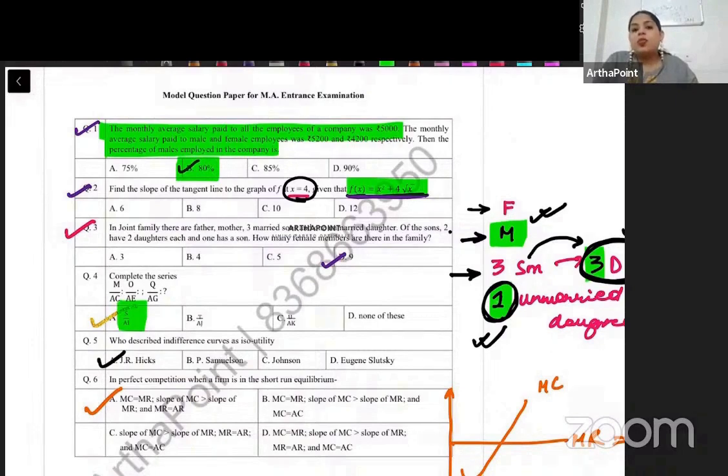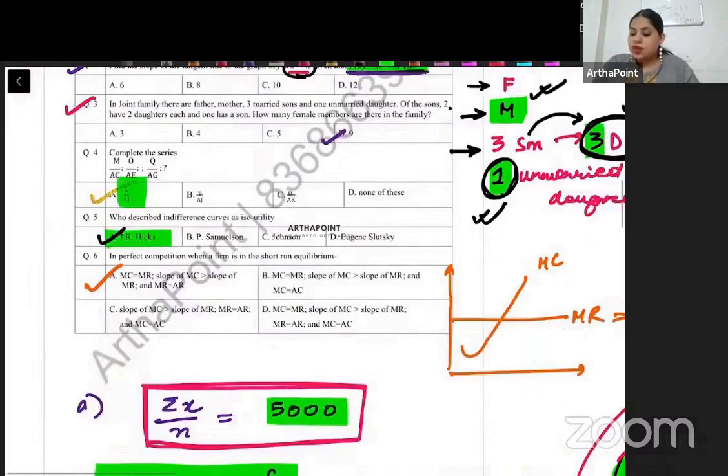He is the one who proposed this concept. But the issue is that we don't see Edgeworth anywhere here, right? So because I don't see Edgeworth anywhere here, I'm going to go with Hicks, because Hicks is the one who gave the concept of utility functions. Hicks and Allen. Okay, so the answer to this question will be Hicks, right? Okay, come to the next question.